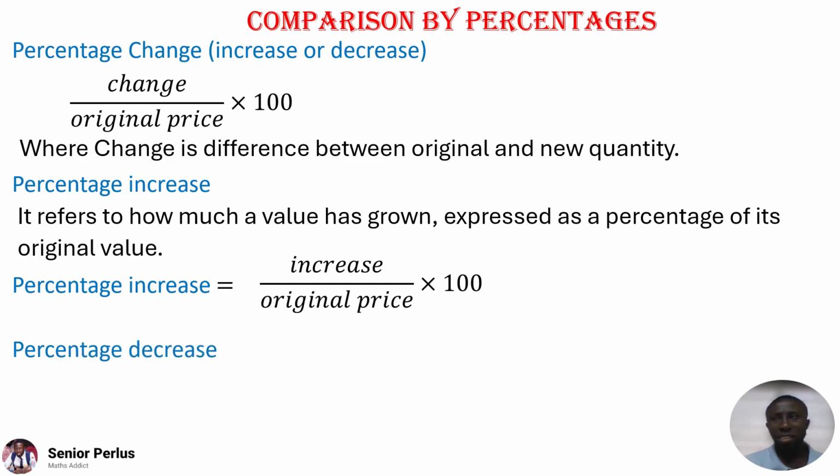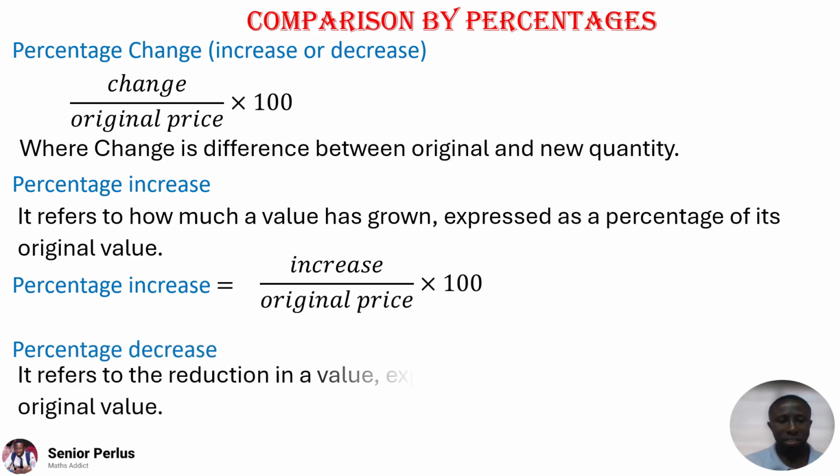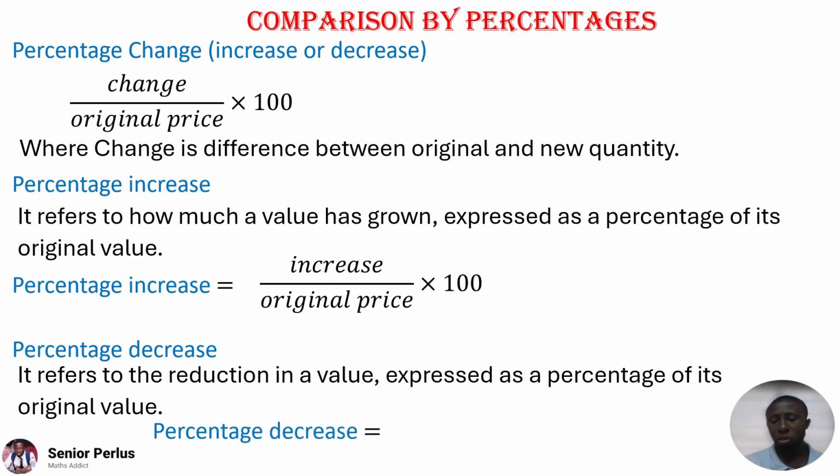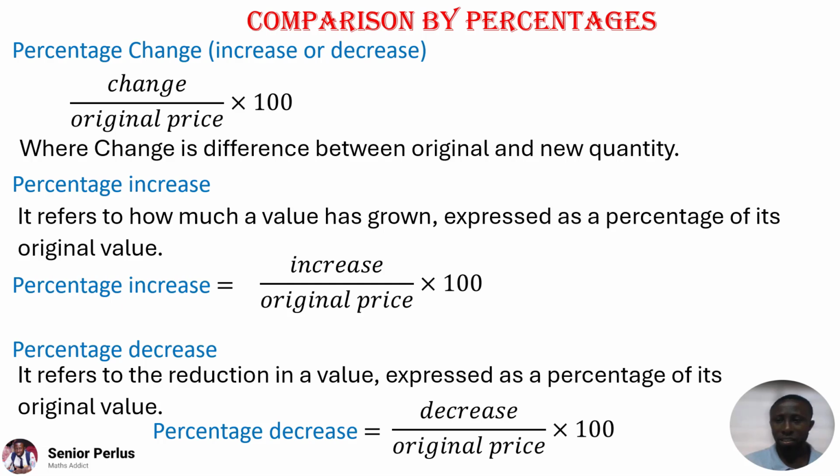Then we have percentage decrease. That refers to the reduction in value, as the increase was talking about how much a value has grown. This one refers to the reduction in value expressed as a percentage of what? Its original. And that one will be the decrease out of the original price times 100. So that's percentage change. So we go and solve more examples on percentage change.